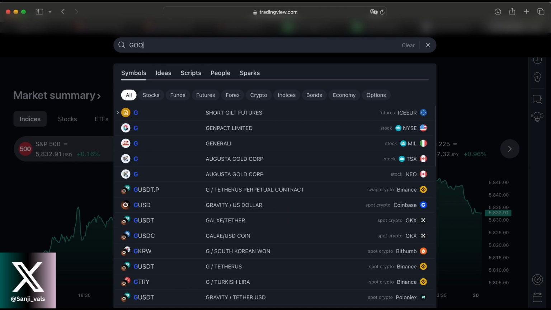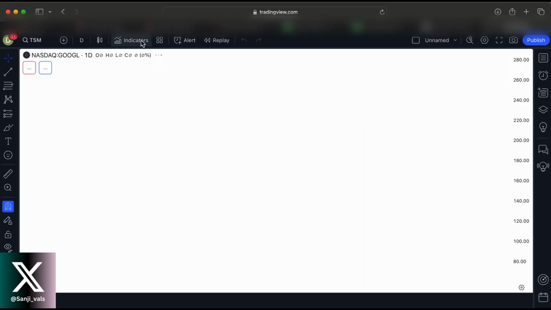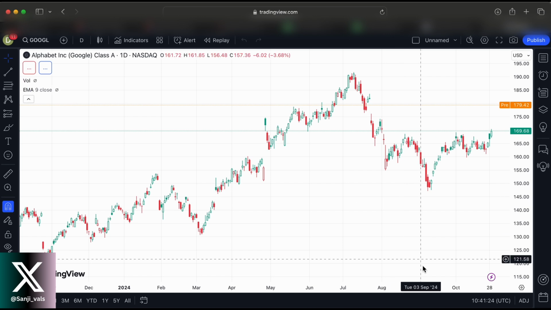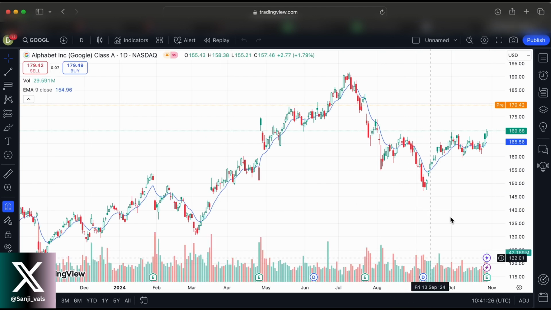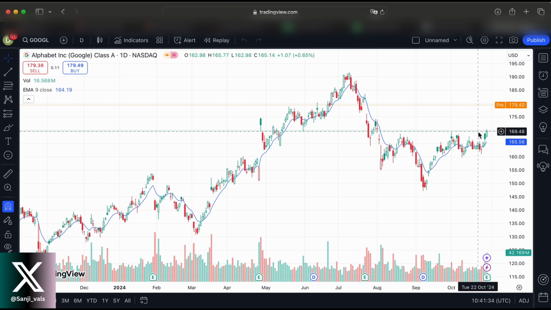Just input the Google share over here. We are launching the chart. This is a one-day chart, so each candle represents one day. As you can see, the maximum price at which it was trading this year is 191, still too far from the current levels. And now we can calculate the stock's stop loss and take profit using a very simple Chrome extension.